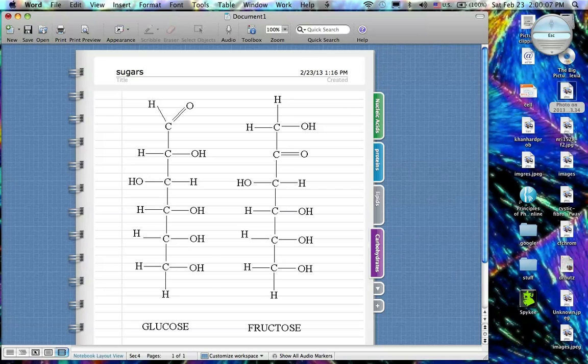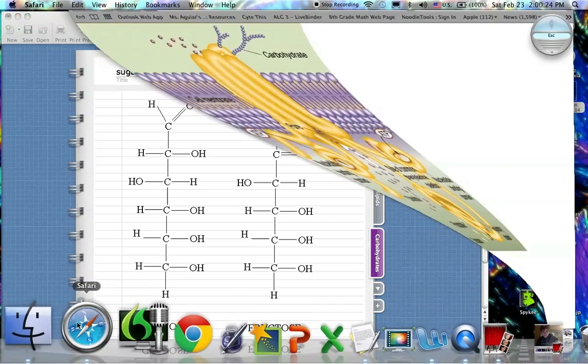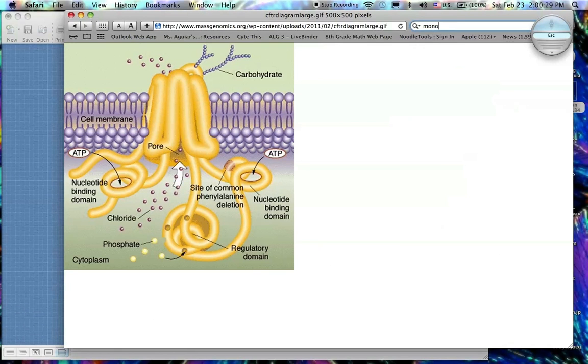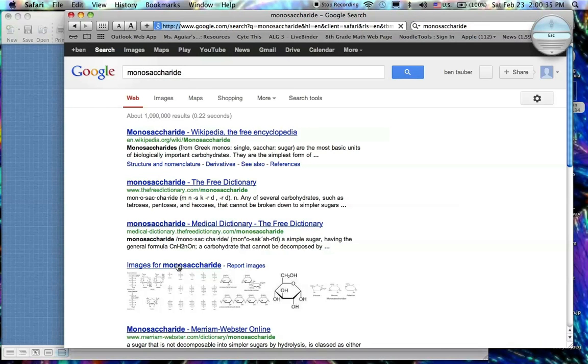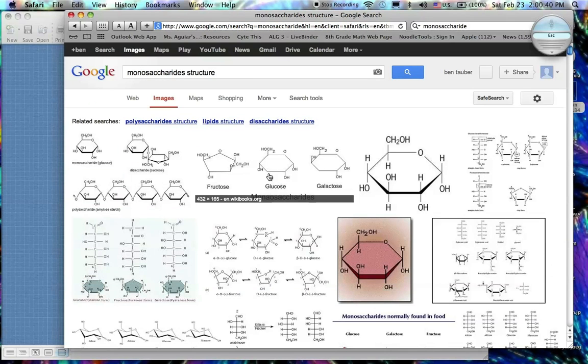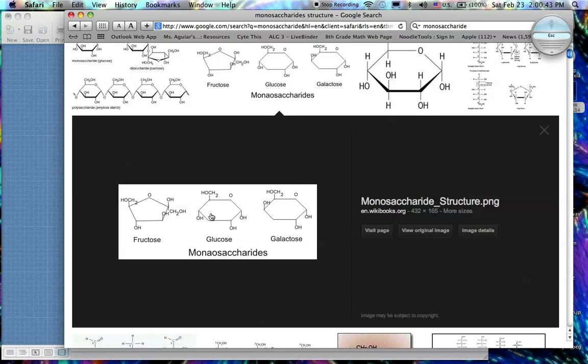You have three basic types. You have your monosaccharide, you have your disaccharide, and you have your polysaccharide. And what that is referring to is how many rings of sugar you have. So if we go back to the trusty internet and we look up monosaccharide, we search images, we can see some monosaccharides, and you can see how they each have one chain, and those are just three types.